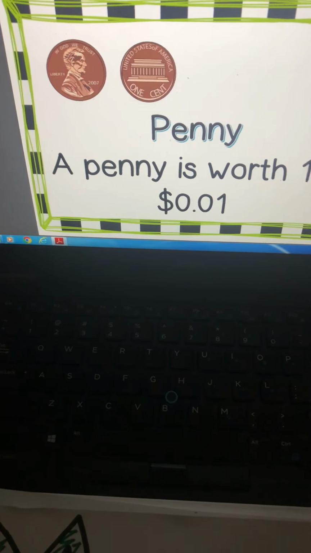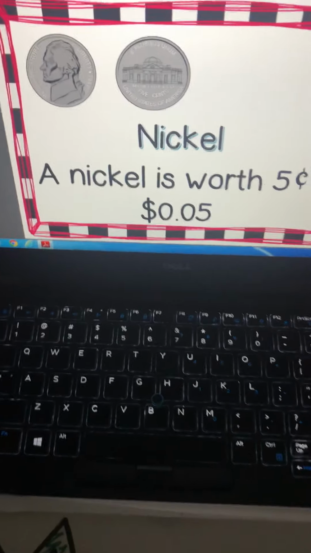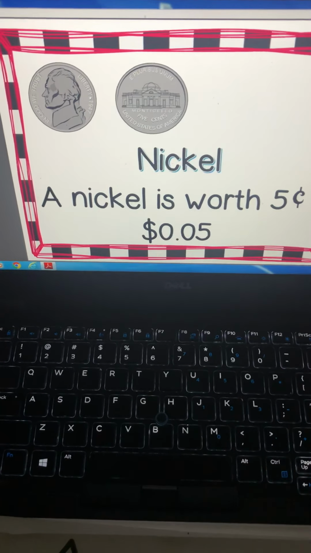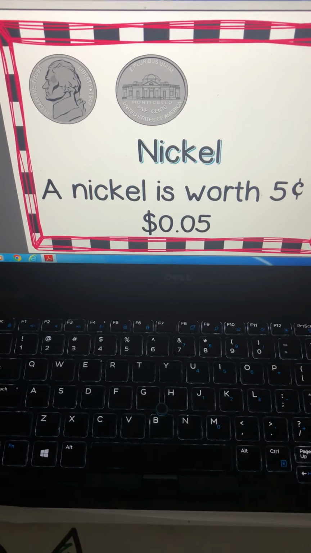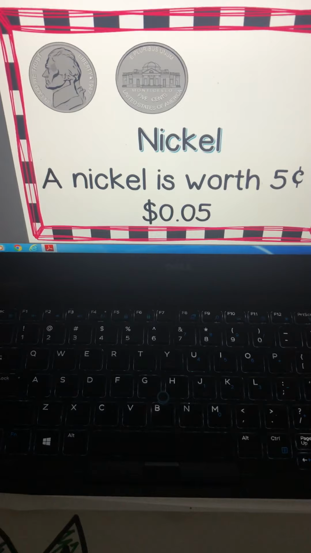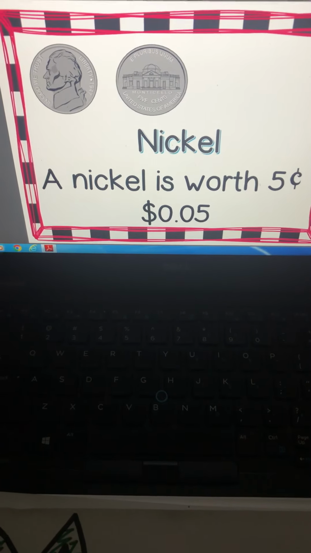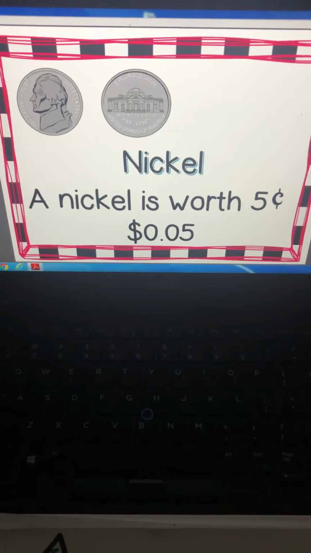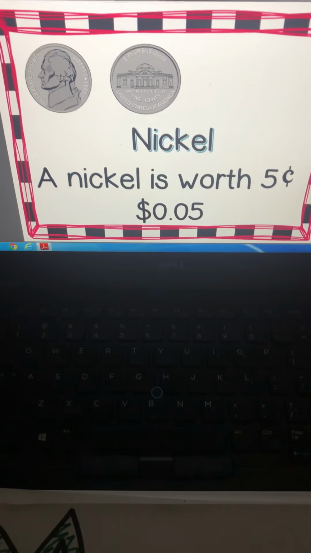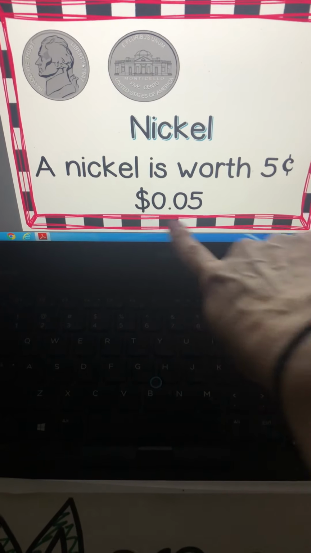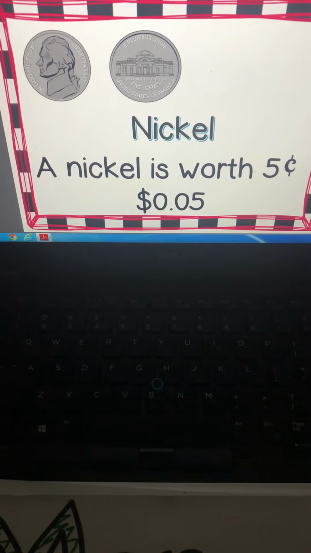Let's look at another coin. Here's our nickel. The nickel is a gray coin, silver. It's very much sized like the penny, so they're very close in size. They're distinguishable from each other because of their color. So knowing that this gray silver color is the nickel, and a nickel is worth 5 cents. And in dollar notation, that looks like this.